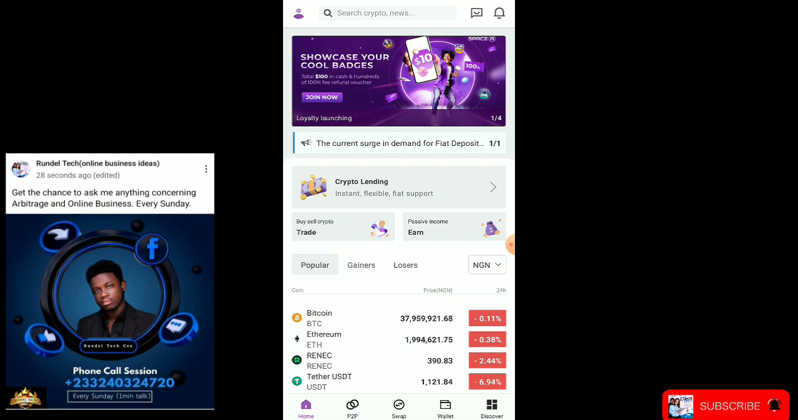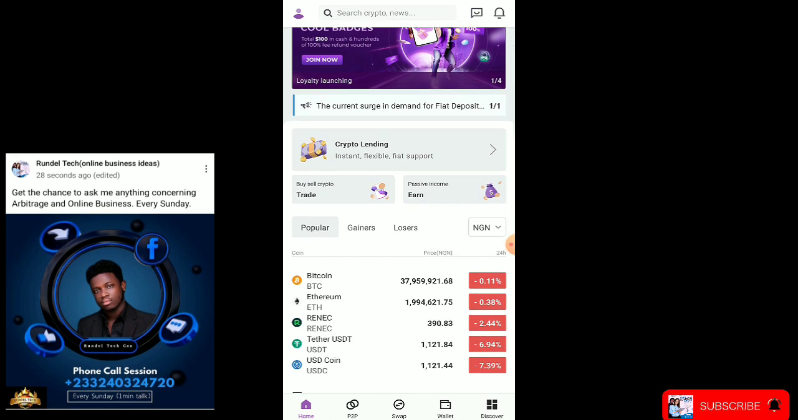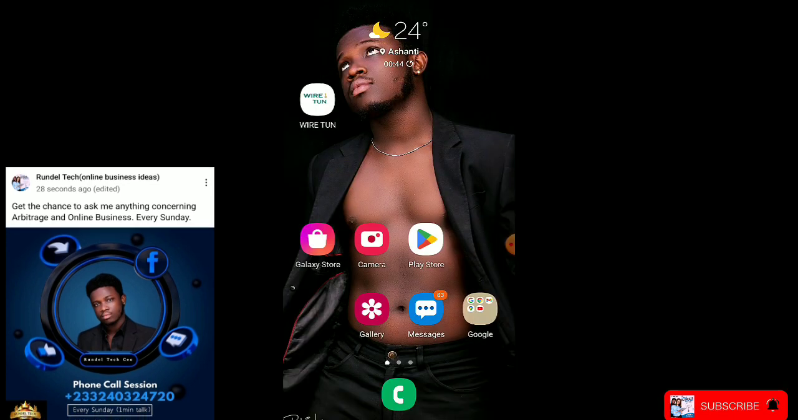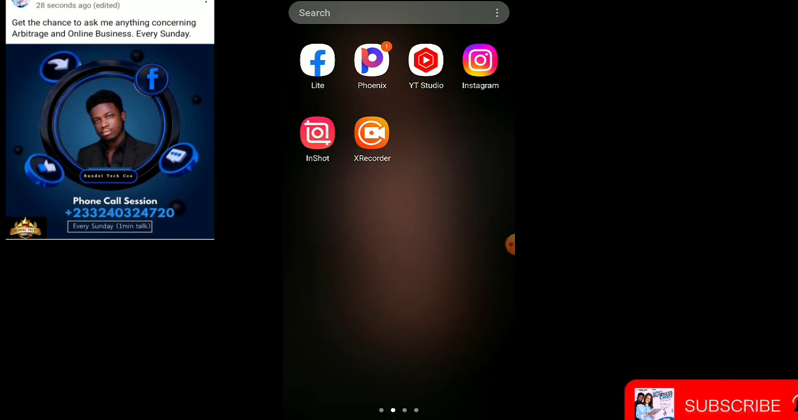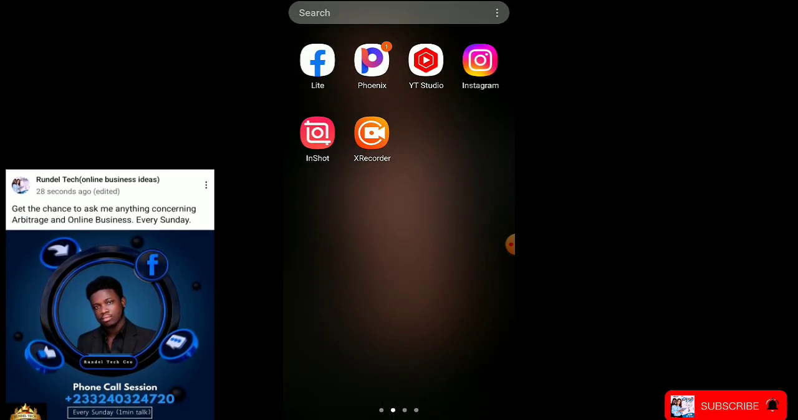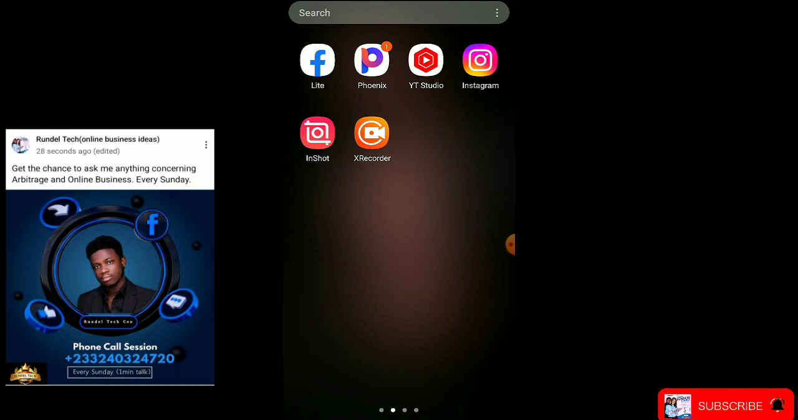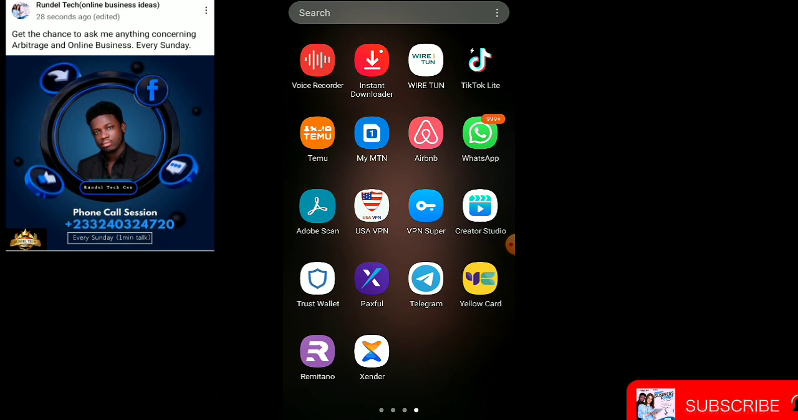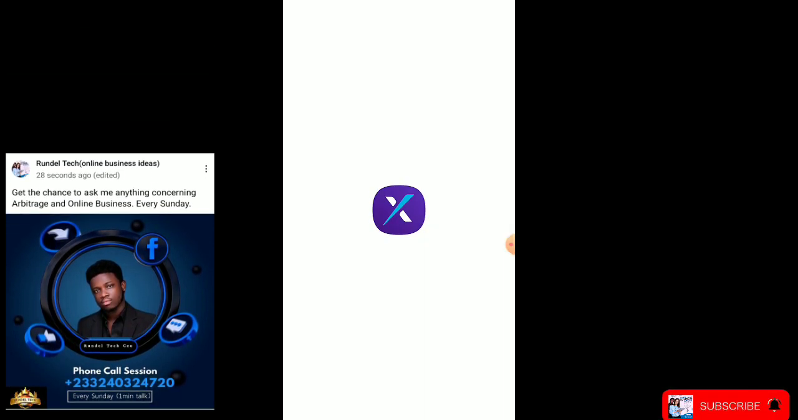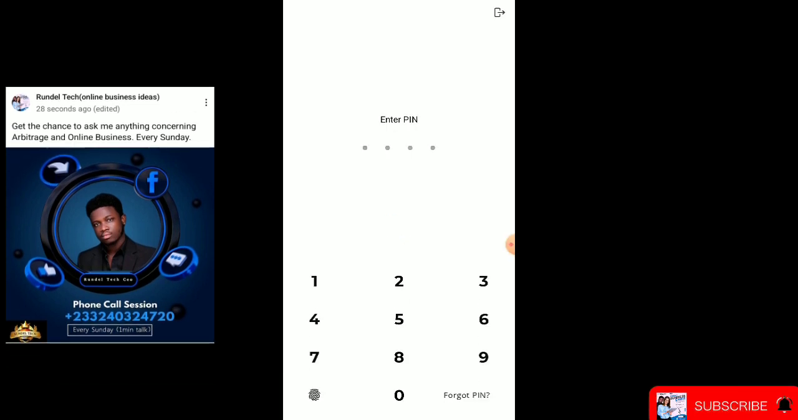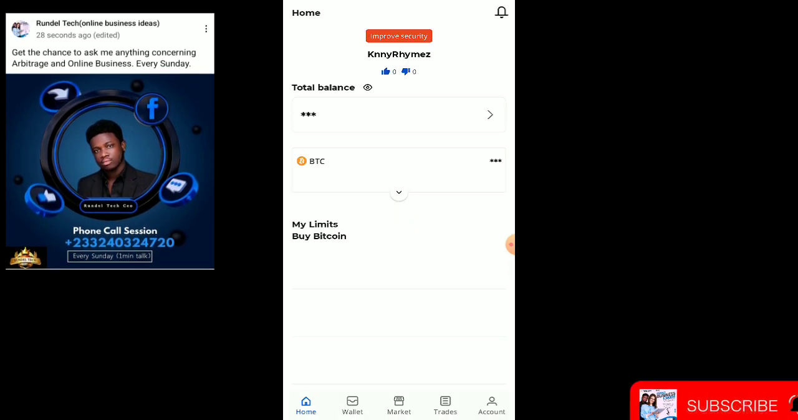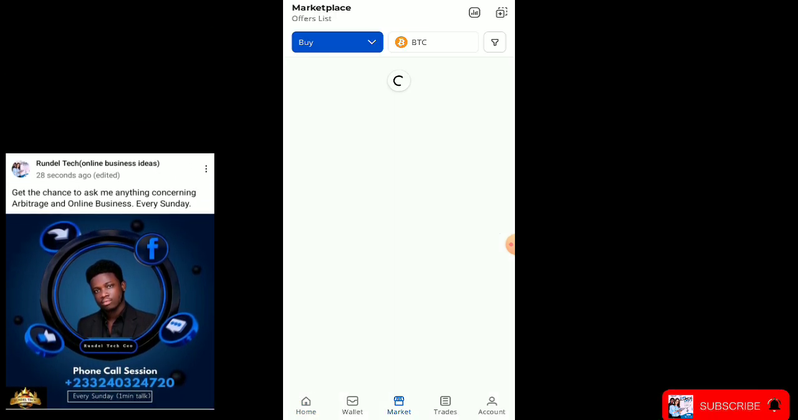So you can even buy it from here, and go to Paxful. And remember, we like the USDT, we bought it at the rate of 1,121 naira. So when I go to Paxful, right now it means that I have USDT. So I'm here to sell to people.